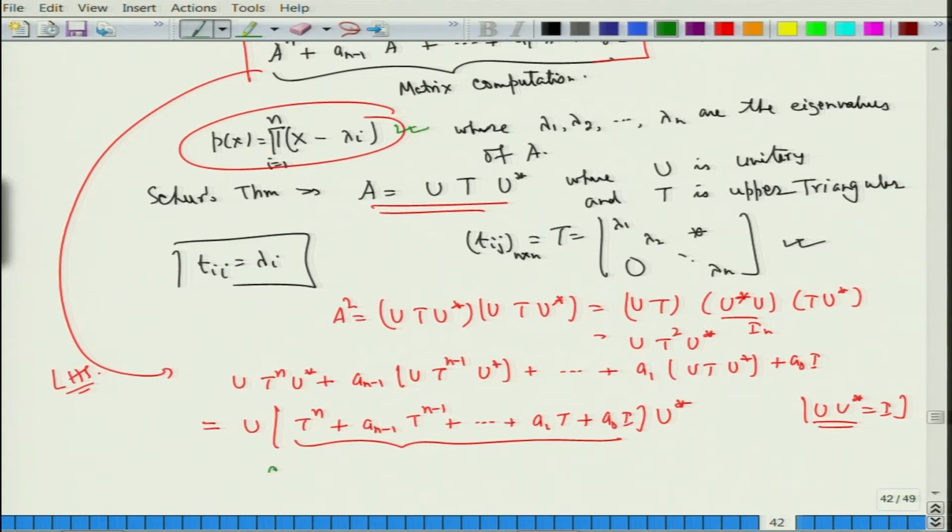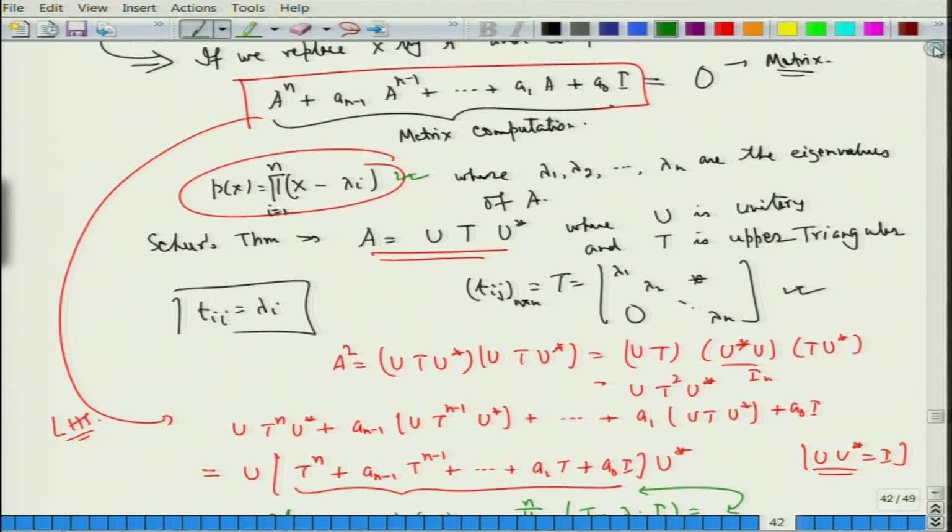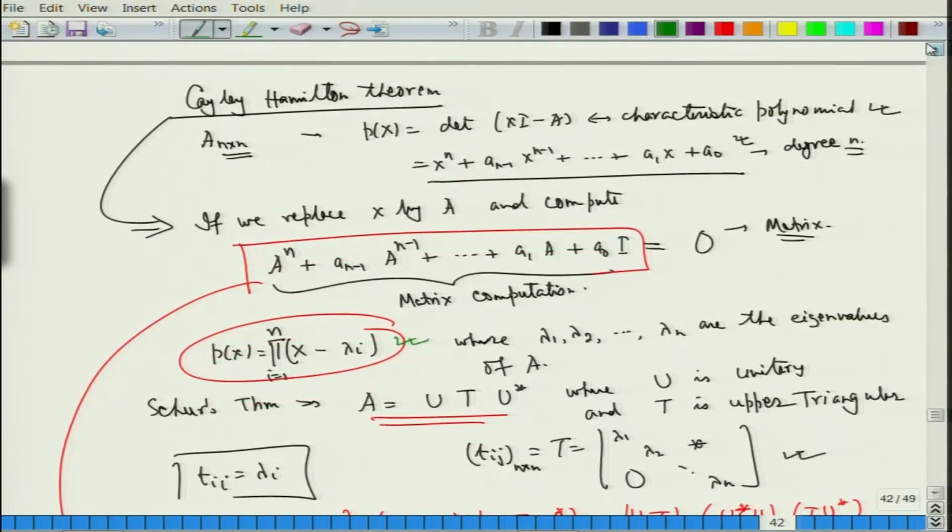So I would like to claim that if I look at p of t as product i is equal to 1 to n, t minus lambda i of I, then this is equal to this expression that I have, all right. Why am I saying this? Because let us go back and see what we had was this is equal to this part we are saying. So we are saying that p of x is equal to product i is equal to 1 to n, x minus lambda i, fine. To get this expression in A, we replaced x by A, all right.